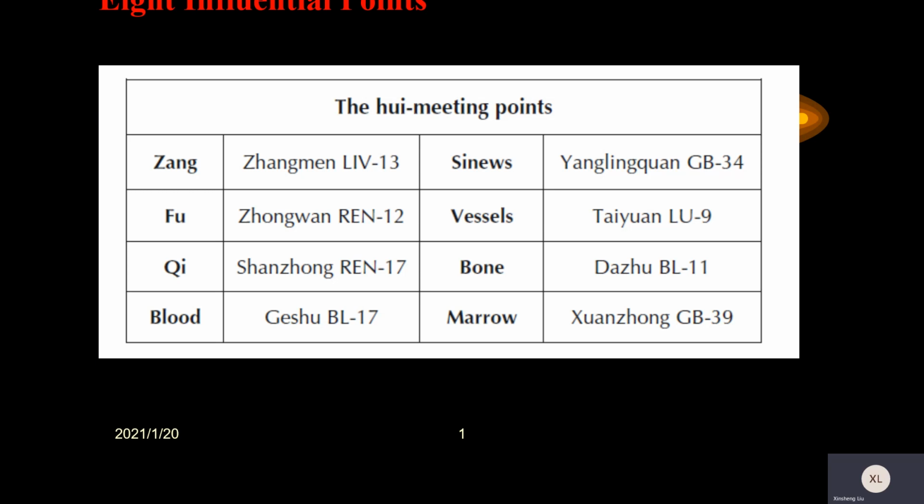The bone point is Dazhu, bladder channel point 11, but it really can help regulate bone disorder, especially bone deficiency. For qi disorder, especially qi stagnation, REN17 on the ren channel benefits the whole body's qi stagnation. For blood, Geshu, bladder 17 on the back, regulates blood disorder, especially blood stasis and blood deficiency. And for marrow, Xuanzhong, GB39 on the GB channel, can regulate marrow disorder. What kind of marrow disorder? Similar to a person with kidney deficiency and marrow deficiency, who shows a lot of weakness in the limbs and weakness in the lower back.